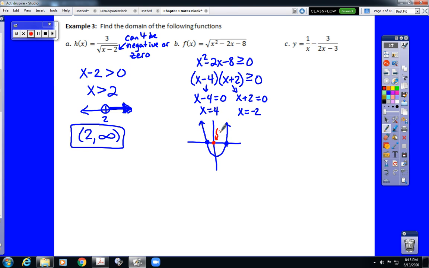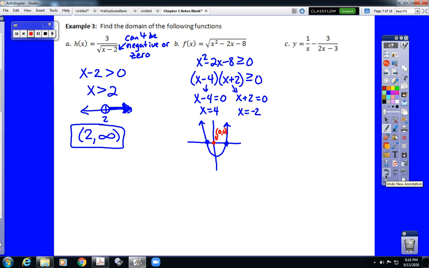For instance, the origin (0, 0). We plug that into the original expression and see whether or not that is a true statement. So (0, 0) would mean f of x equals 0. And we're looking to see whether or not, not the original expression, the domain expression.